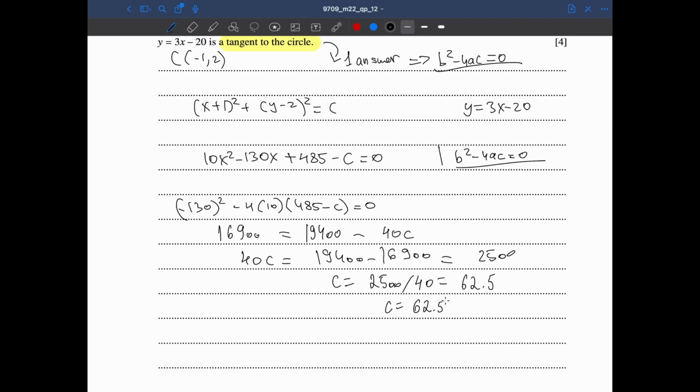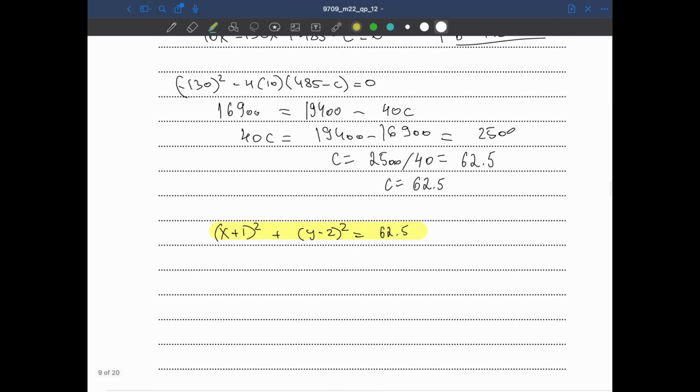So the equation of the circle should be (x minus 1) squared plus y, oh, not x minus 1, (x plus 1) squared plus (y minus 2) squared equals 62.5. But I'm not sure about this, so let's see if that's correct. Let me check the mark scheme. And yeah, that's indeed correct. So we solved this question correctly.